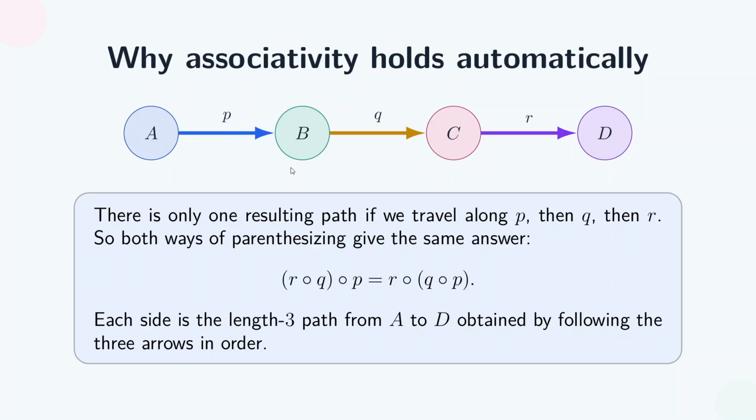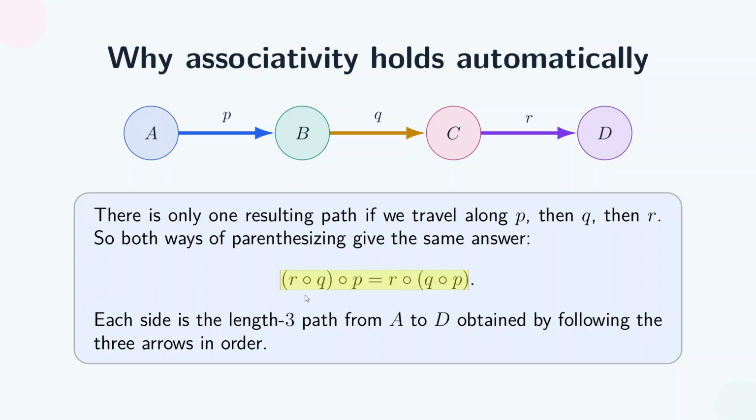We could first combine P and Q, and then combine the result with R. Or we could first combine Q and R, and then combine that result with P. In symbols, these are the 2 expressions R composed with (Q composed with P), and (R composed with Q) composed with P. Associativity says that these 2 give the same final answer.